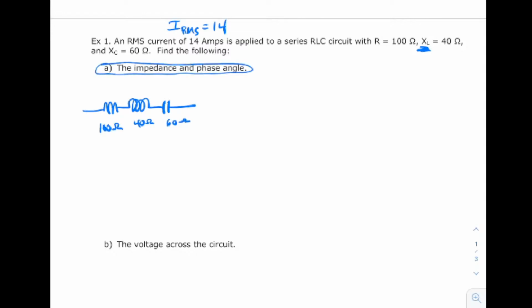Well, that's an old homework. We've done that before, but let's remember how it goes. So remember, you draw the resistor to the right. The resistor is 100 ohms straight to the right, which means it has an X component of 100 and a Y component of 0.